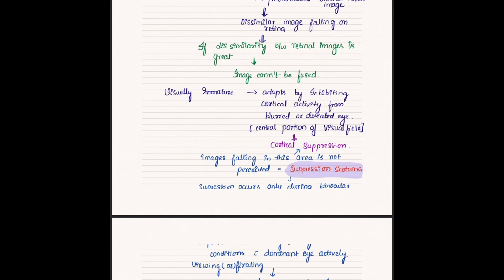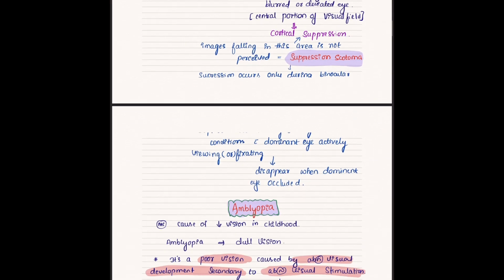Usually the immature child will start adapting by inhibiting the cortical activity from the blurred image and will take whatever is the sharp image, and thus the eye with a blurred image will go for cortical suppression. If the image is falling in an area which is not pursued, that will give you a suppression scotoma, and later on this suppressed eye can even go on to amblyopia.